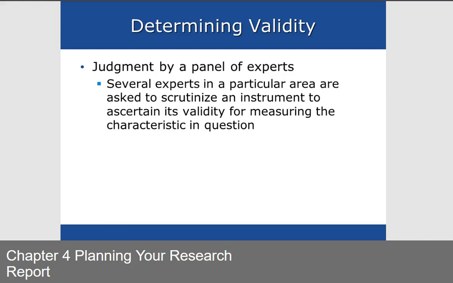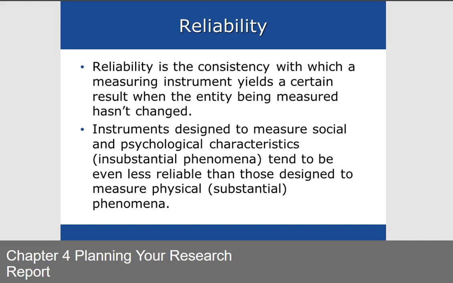The last one is a judgment by a panel of experts. So I've been, in my examples of each type of validity, talking about all these different ways. But in the example of content validity, does it reflect the content? Well, that would be by a panel of experts to scrutinize and evaluate whether or not it's valid.